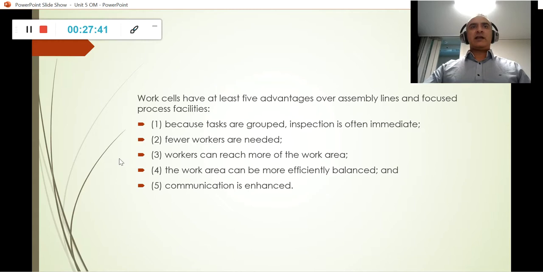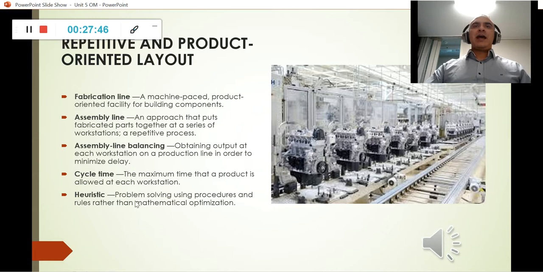We have also the repetitive and product-oriented layout. In this one, we look at the fabrication line, assembly line. We're talking more about putting in, putting out, putting in, putting out. And then we're talking about the cycle time, how long it takes for, like, the whole engine to be produced. We're talking about whole products, how long they take to be produced, and how we can enhance it. That's why we use a heuristic, which is pretty much problem solving using procedures and rules rather than mathematical optimization. So it's more based on reasoning.